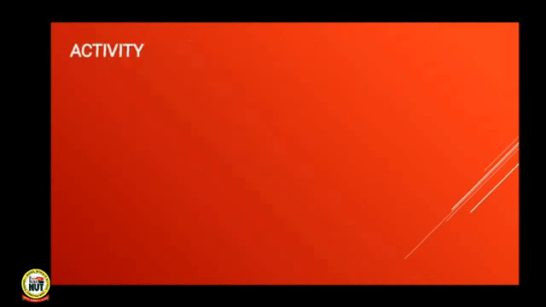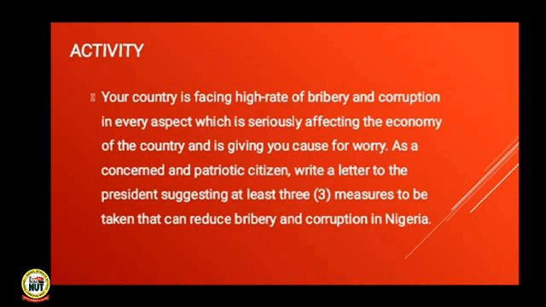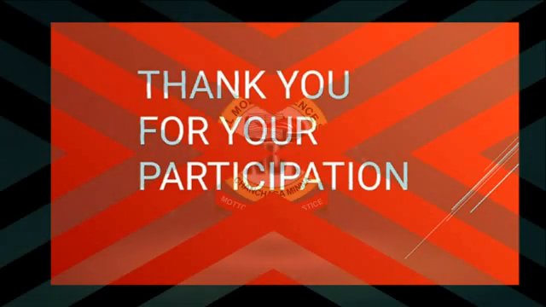Now, let us get practical. Let us rack our brain and see what we can do. I told you earlier that we are going to write to the president. I believe you remember. This is what you are going to write. This is our assignment. Can we read this together? Your country is facing a high rate of bribery and corruption in every aspect, which is seriously affecting the economy of the country and is giving you cause for worry. As a concerned and patriotic citizen, write a letter to the president suggesting at least 3 measures to be taken that can reduce bribery and corruption in Nigeria. Wow. So let us swing into action, and let me get your answers. I will be glad to receive them and see how well this lesson has impacted you. Thank you.